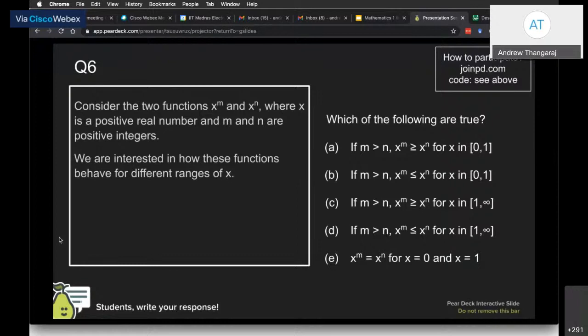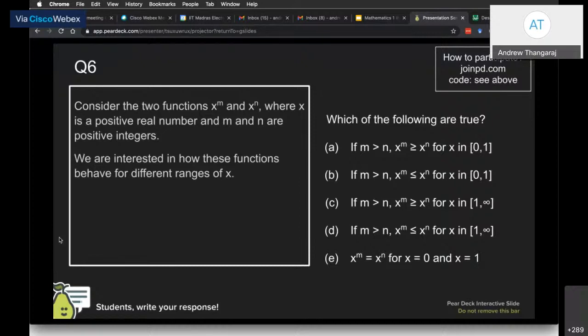Okay, so we want to look at the different ranges of x and how these functions behave. And I put 5 different options there. I want you to write what are all the options that are correct. Which will be bigger? m is always bigger than n. I've taken m to be bigger than n for the first 4 choices. And how will x power m behave when compared to x power n in the range 0, 1 and in the range 1, infinity.